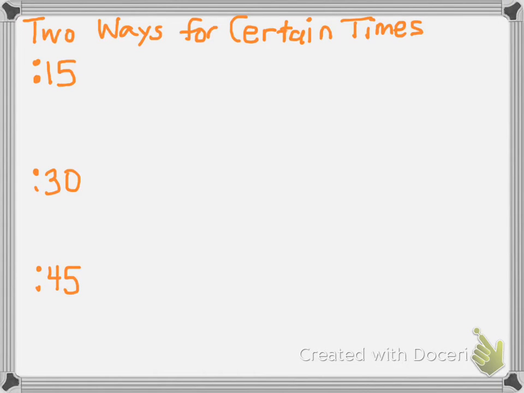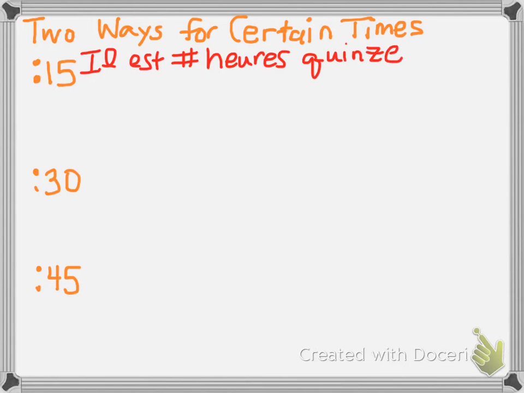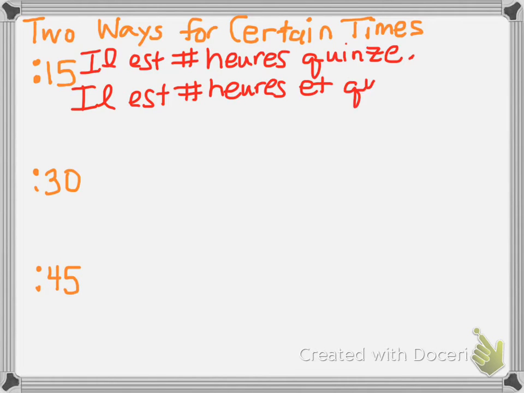So remember there were kind of 2 ways to say certain times. When it's quarter after, you can say il est number and then you can use 15, quinze, or you can use that quarter after. So il est the number et quart. Either way is fine, okay?